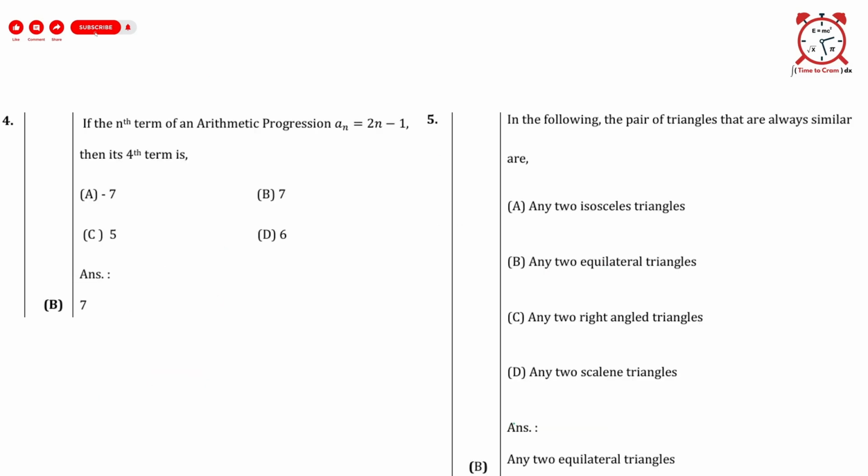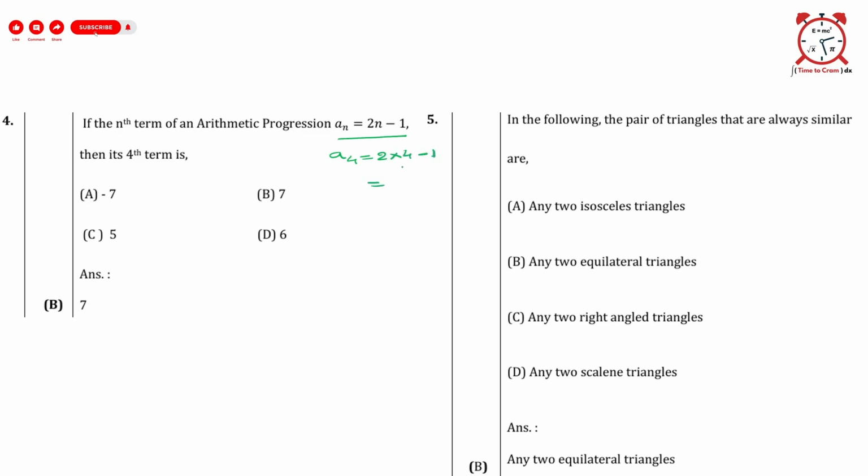Next question, if the nth term of an arithmetic progression an equals 2n minus 1, then the fourth term is dash. So in this formula we will keep n equal to 4. So a4 equals 2 multiplied by 4 minus 1.